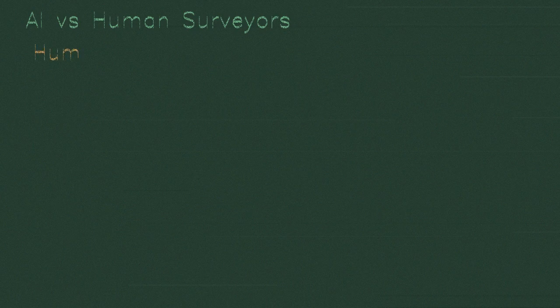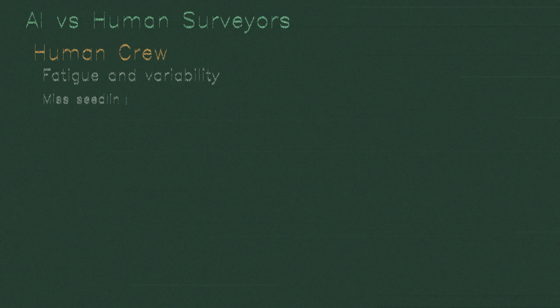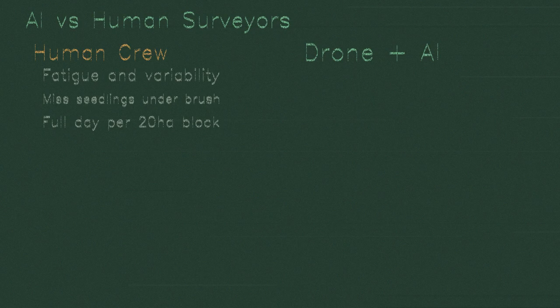It almost certainly is. Human counters in stocking surveys have inherent variability. They get tired, they miss seedlings hidden under brush, they have different counting methodologies. The AI is consistent. It processes every pixel the same way every time. And the drone can cover a 20-hectare cut block in about 30 minutes of flight time, compared to a full day of walking for a field crew.